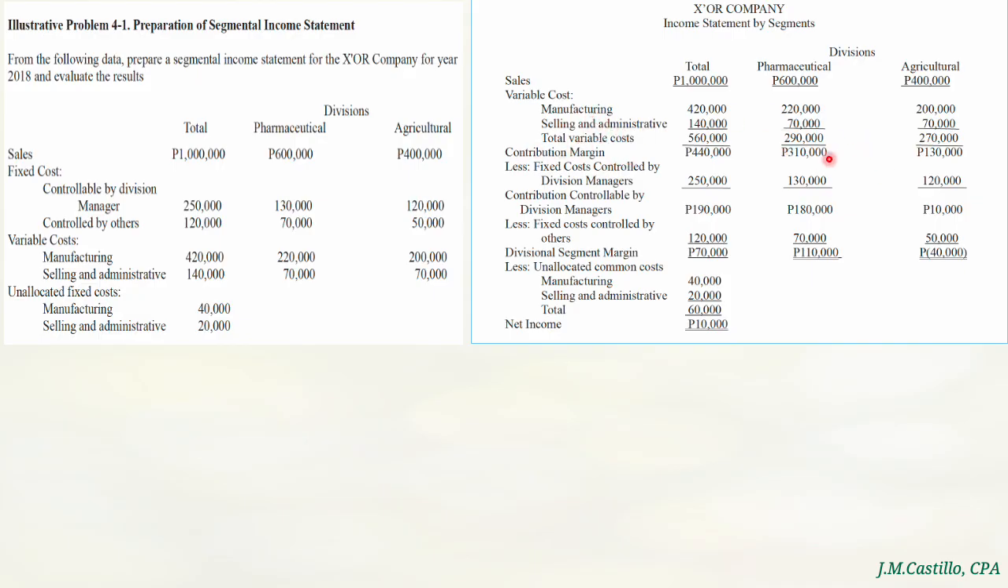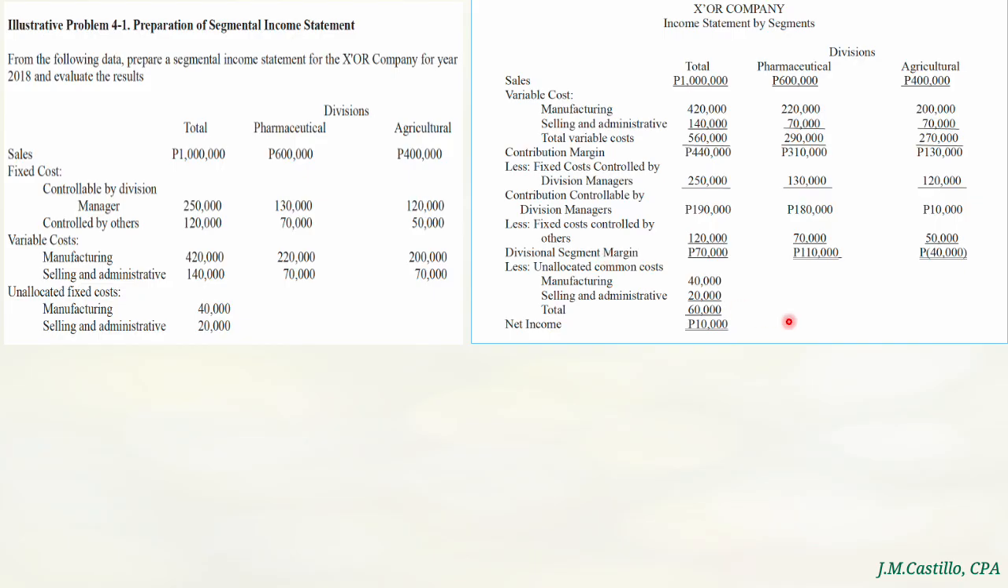So, sa variable cost, we list down both the manufacturing and your selling for us to get the contribution margin. Given naman na lahat po ito. Now, after computing your contribution margin, you then less all your controllable or traceable fixed costs. Dito pinakita lang na controlled by division managers para makita yung contribution margin by division managers. Then, fixed costs, pero controlled pa din, yun nga lang by others. After deducting those, you'll have your divisional or yung ating tinatawag na segment margin.